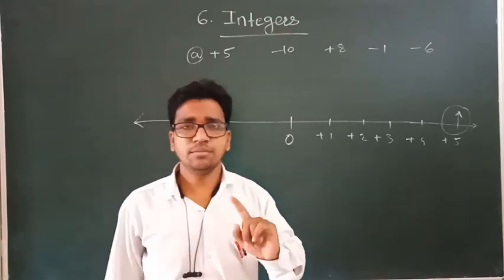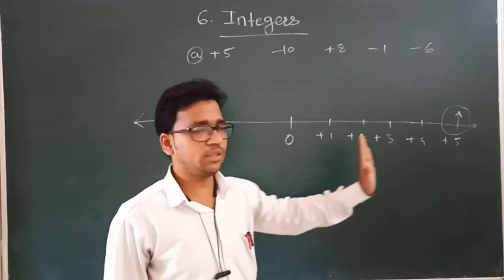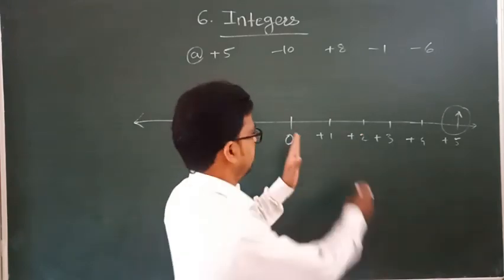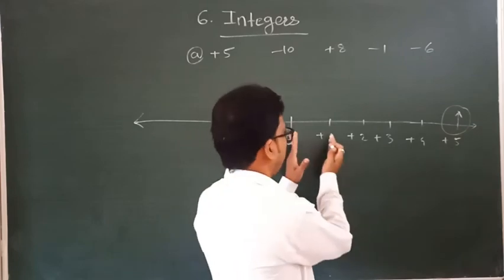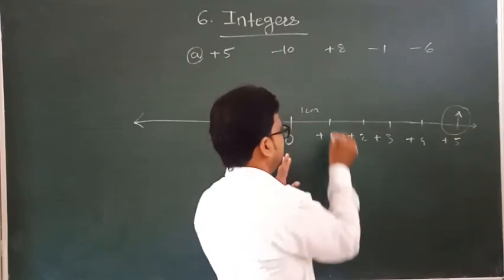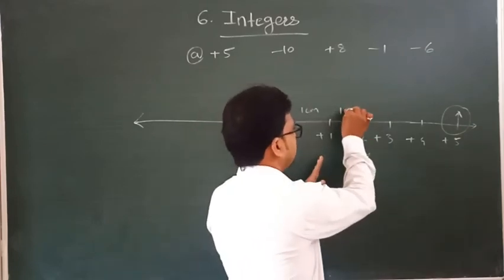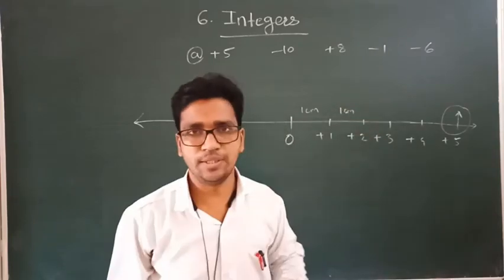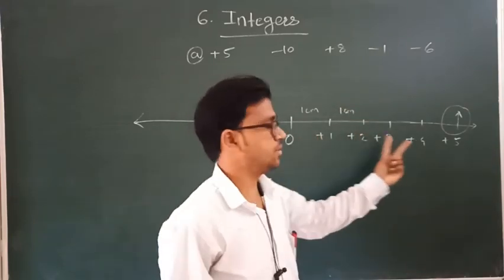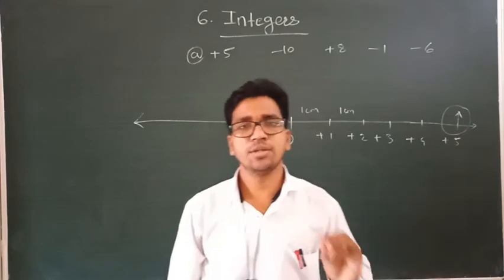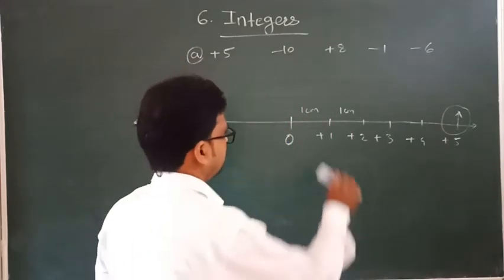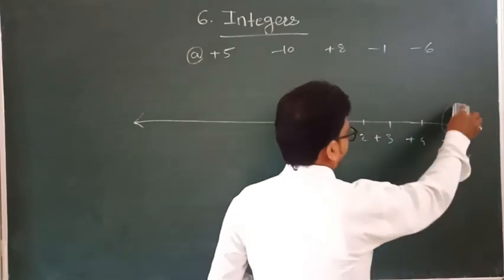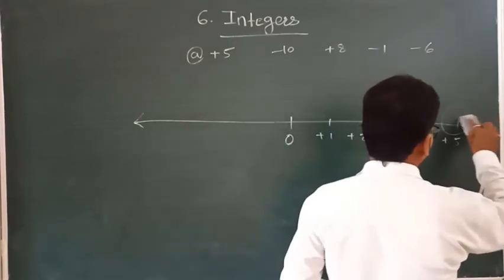One more thing: whenever you draw the number line, keep the distance between numbers the same. If 0 and 1 are 1 centimeter apart, then 1 and 2 will also be 1 centimeter apart. The distance between two numbers will be the same. Either you take 1 centimeter or half a centimeter, it's your choice.